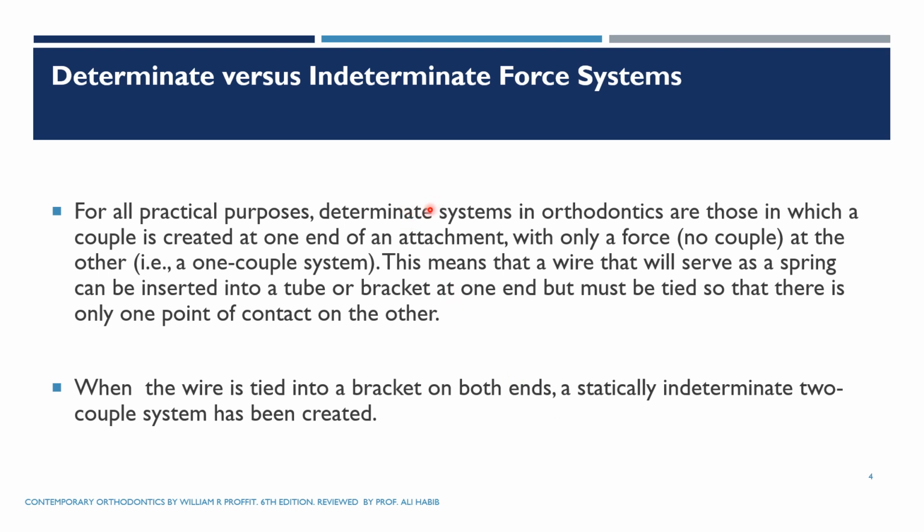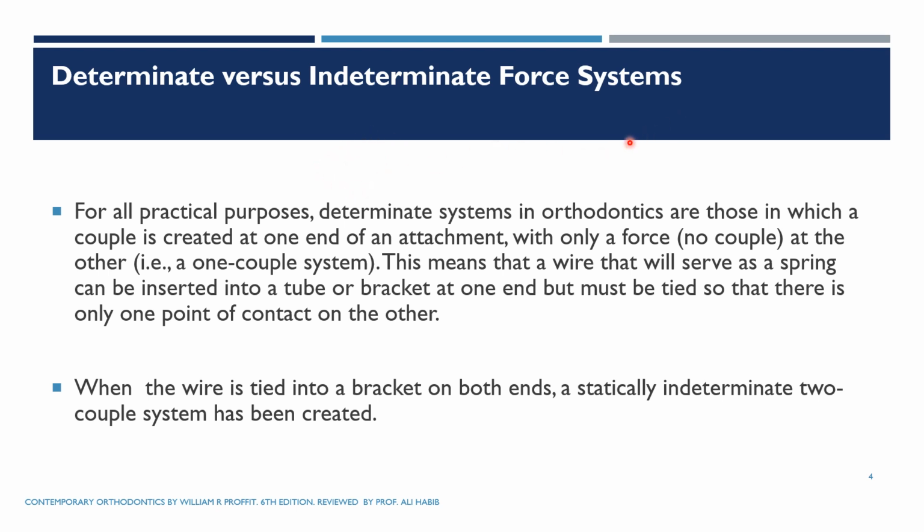So, for all practical purposes in orthodontics, the determinate system is described as the one that has a couple on one side and only a force on the other side, no couple. For example, if we have an intrusion arch between molar and incisors, to make it determinate, you have to insert the wire in the posterior molar tube, and inserting the wire in the molar tube will create a couple. So we have one end as a couple.